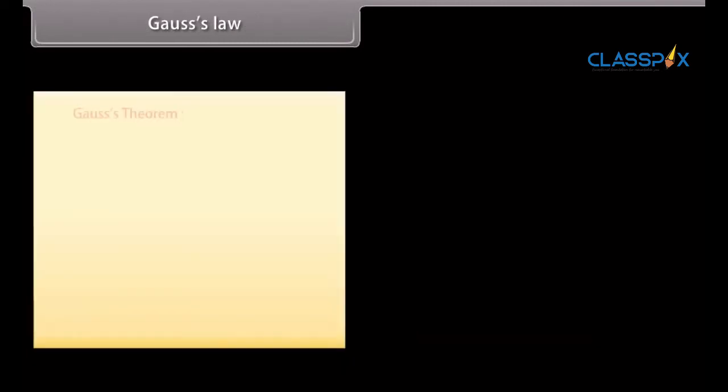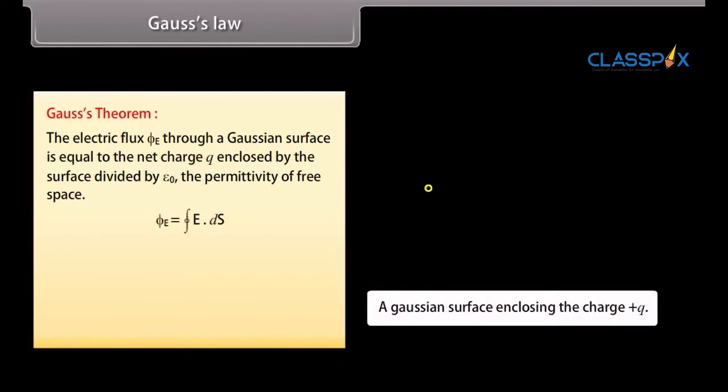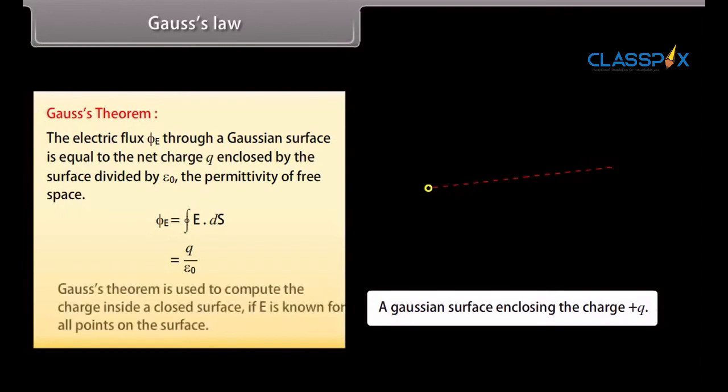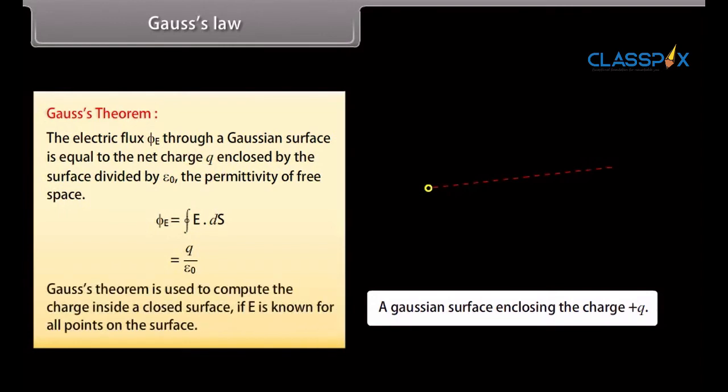Gauss's law, Gauss's theorem. The electric flux phi E through a Gaussian surface is equal to the net charge Q enclosed by the surface divided by epsilon naught, the permittivity of free space. Gauss's theorem is used to compute the charge inside a closed surface if E is known for all points on the surface.